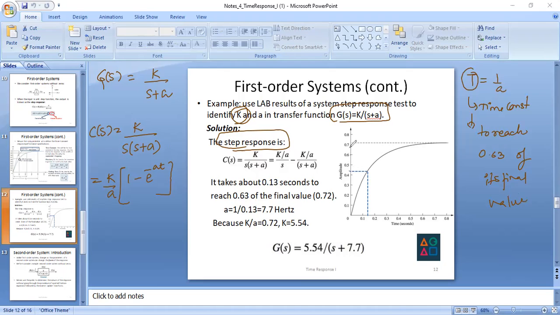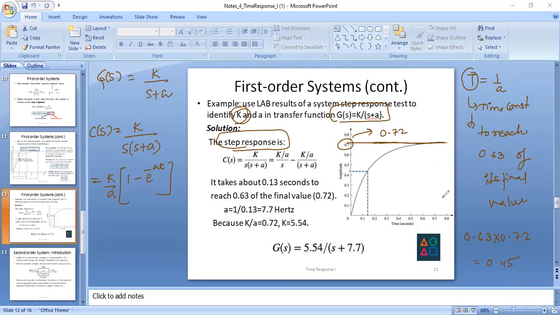0.63 of the final value. From this graph, you see that this is your final value, which is here 0.72. So find 0.63 of 0.72. When you multiply 0.63 by 0.72, you will get 0.45.